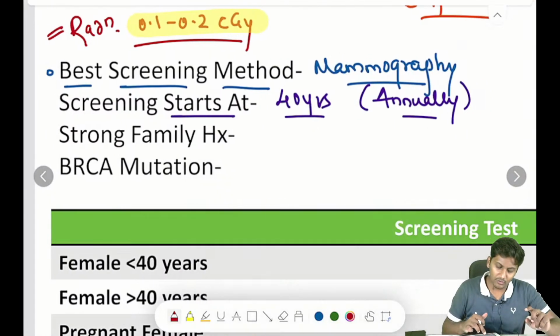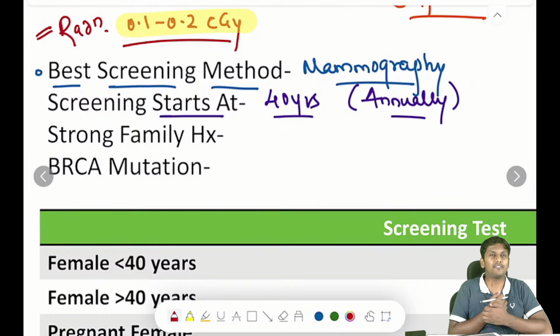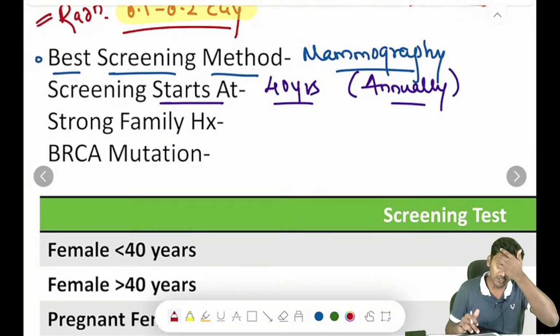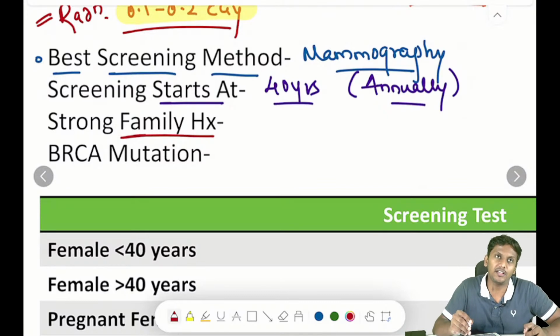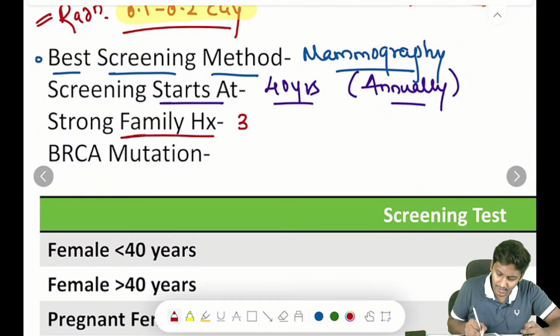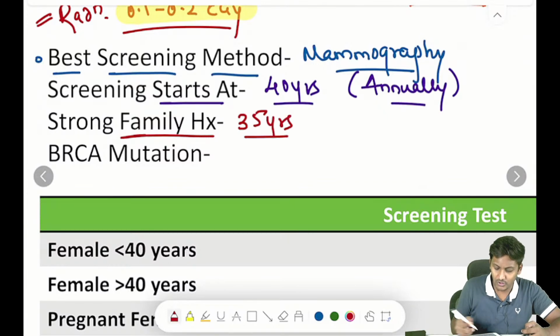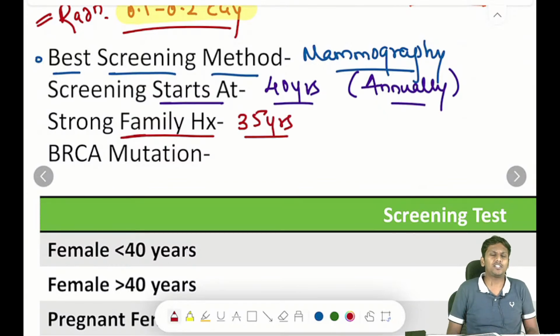Next important thing that you have to remember, if it is a patient who's having a strong family history, then in that patient definitely you should start the screening as early as possible, that is as early as 35 years of age. Okay, if she is having strong family history, what do I mean by that? For example, her mother was diagnosed with breast cancer or her real sister was diagnosed with breast cancer. Okay, that is a strong family history of breast cancer.